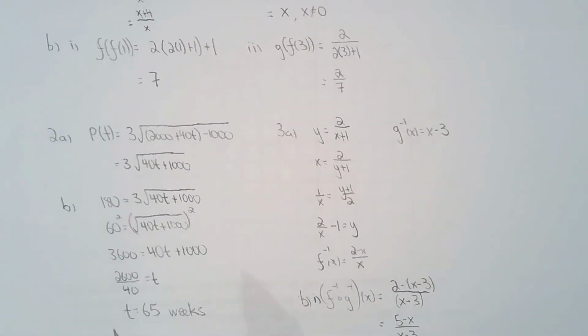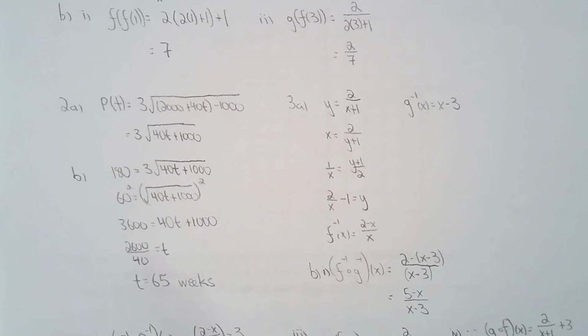For question 2, they gave us two functions, n of t, which is the number of items made as a function of time in weeks, and then they gave us p of n, which is the profit in thousands of dollars as a function of n, which is number of items made. Now, if you nest n of t inside p of n, you get p of t, which is profit in thousands of dollars as a function of time in weeks, which is what 2a wants you to do. So you want to nest n of t inside p of n.